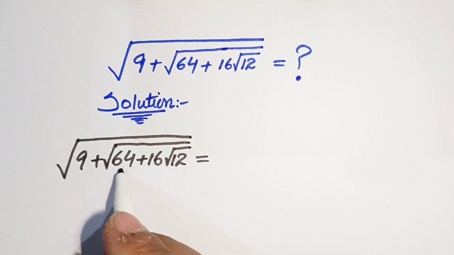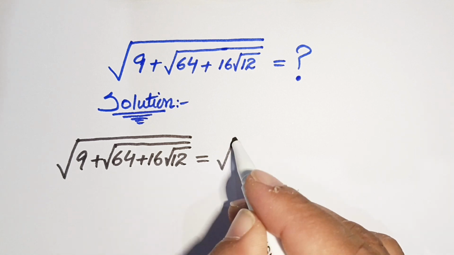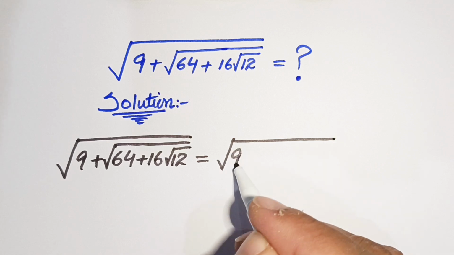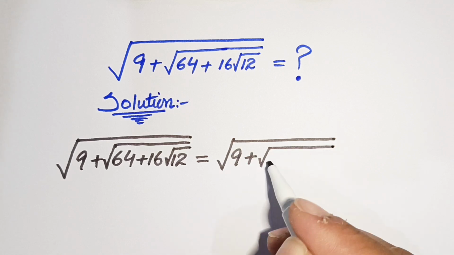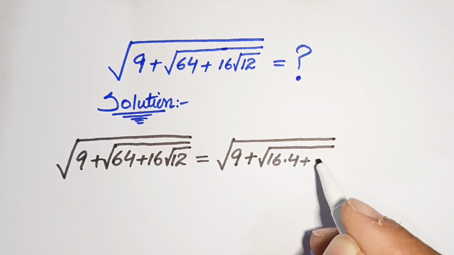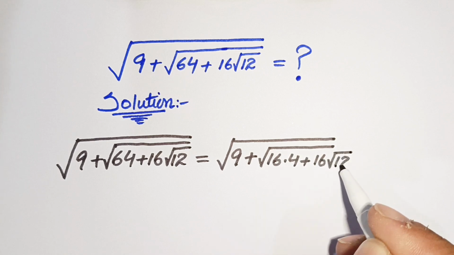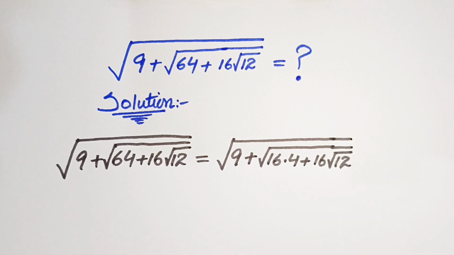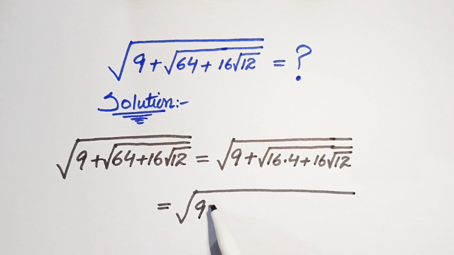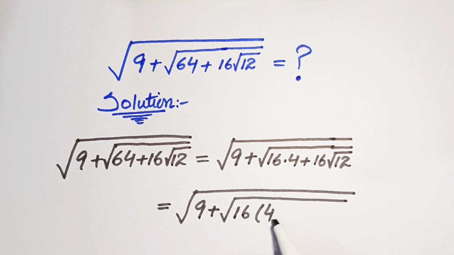Now first of all, we write 64 as 16 times 4. So here we get square root of 9 plus square root of 16 times 4 plus 16 times square root of 12. Our next step will be, if we take 16 common, we will get square root of 9 plus square root of 16 times 4 plus square root of 12.